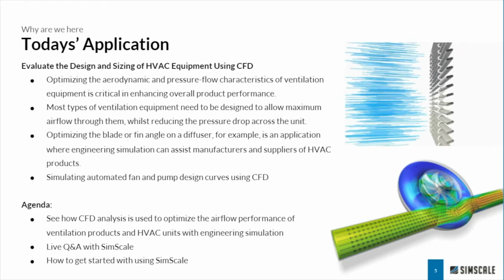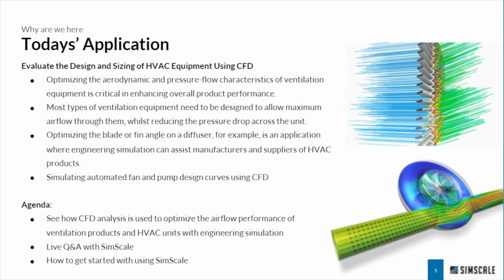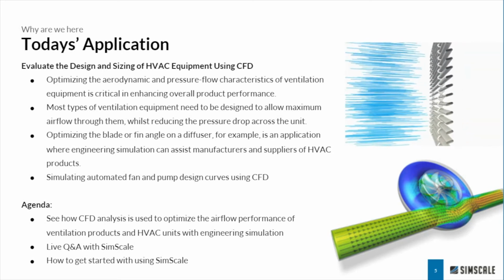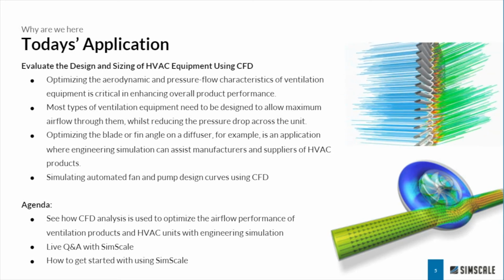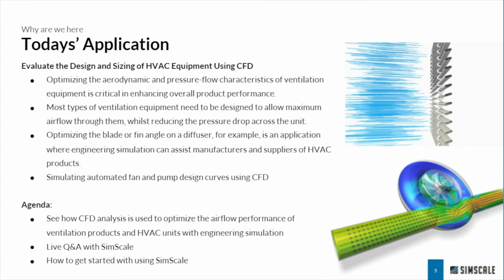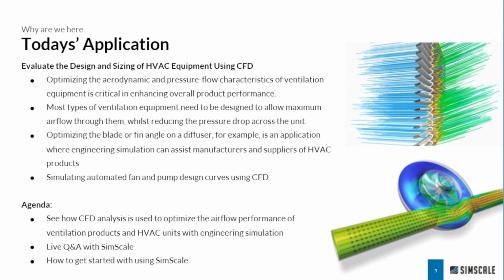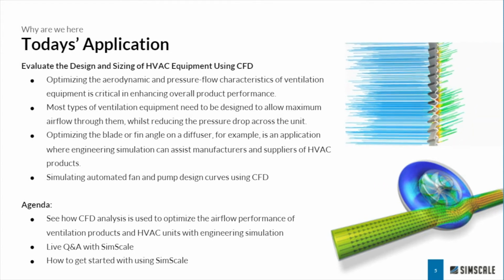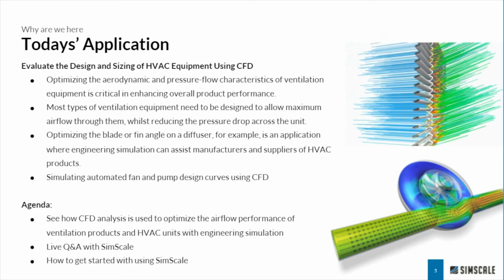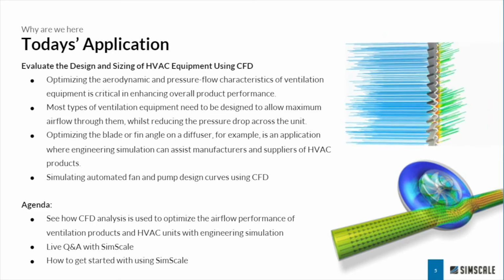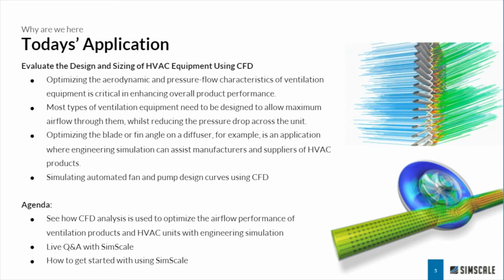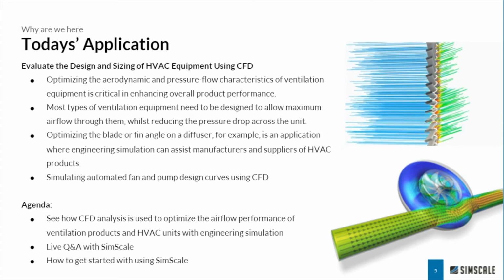Most types of ventilation equipment need to be designed such that they allow a maximum airflow through them while reducing the pressure drop through them. So this can be done by reducing recirculation zones, by adding, for example, guiding vanes in HVAC ducts, or by defining optimal sizings for filters and heating or cooling elements. And we will see later today how this can be done with SimScale and how our customers have used SimScale to optimize their products.